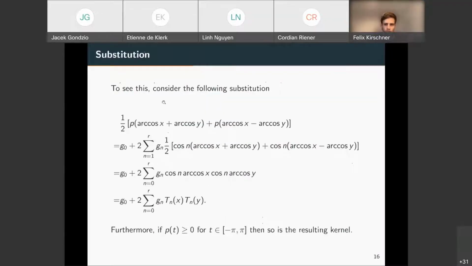So why is that even the case? Just consider the following substitution. If we substitute this, then we arrive here, and we will see why right now. The first step is simply putting in the substitution. The second step is a very basic trigonometric identity that we've all seen in calculus, I think. And the next step is simply the definition of the Chebyshev polynomials, right? Furthermore, what we can use is that if the trigonometric polynomial P(t) is non-negative, then the resulting kernel will be non-negative as well, which was the third property that we need to ensure.